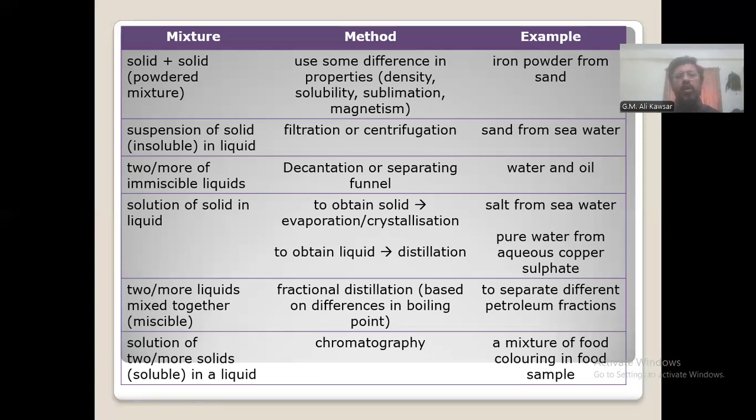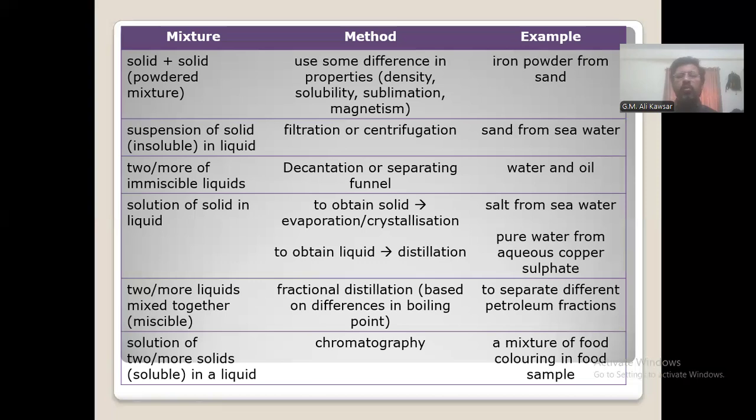And there is also fractional distillation. This process is used when the components have very close boiling points. For example, alcohol and water. Here the boiling point of water is 100, but the boiling point of alcohol is 78 degrees Celsius. Then the different fractions can be separated by this process. Here a fractionating column is used, and at different heights of the column, different components will be separated.